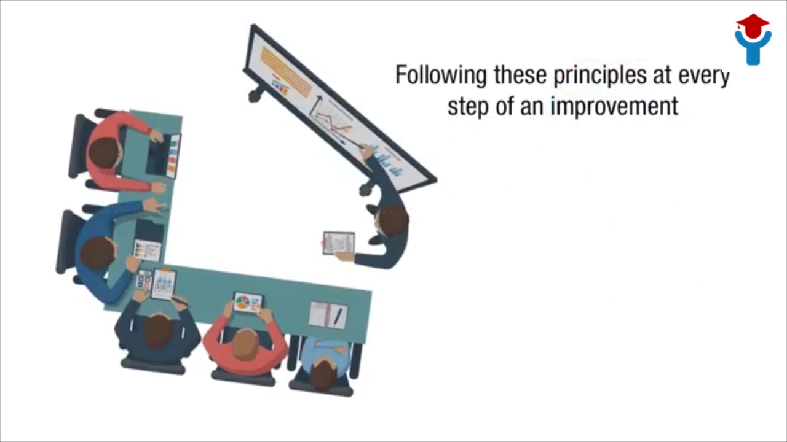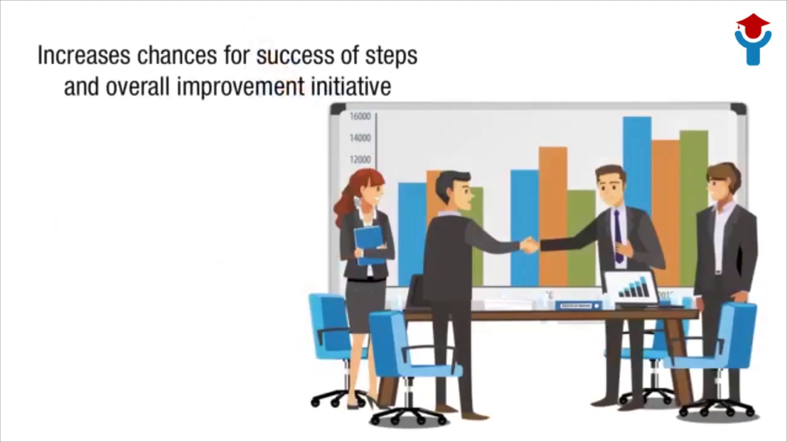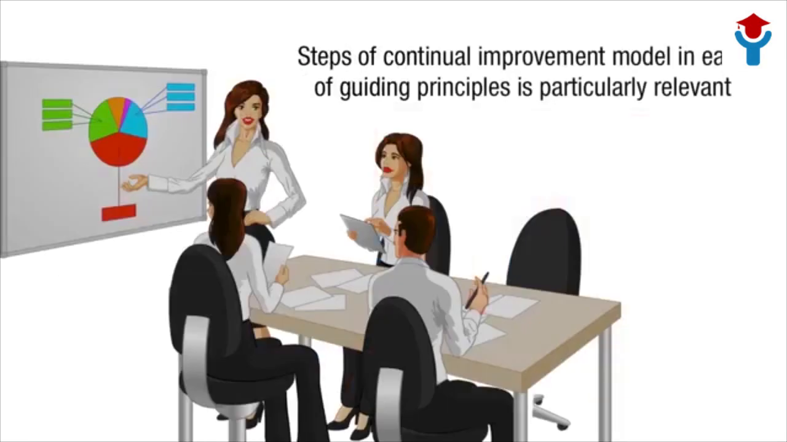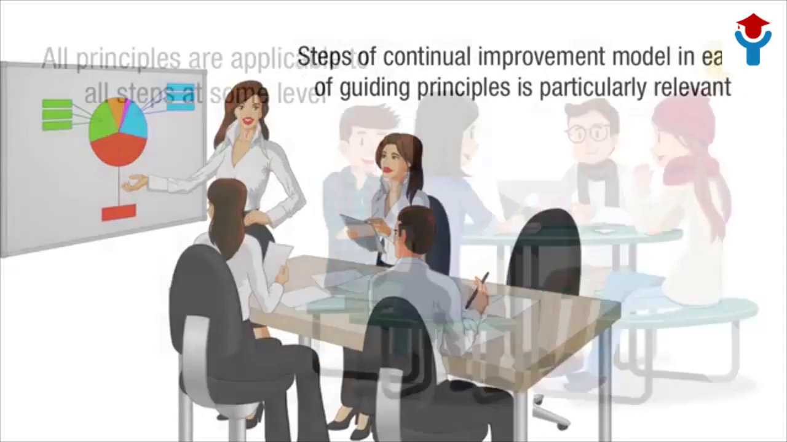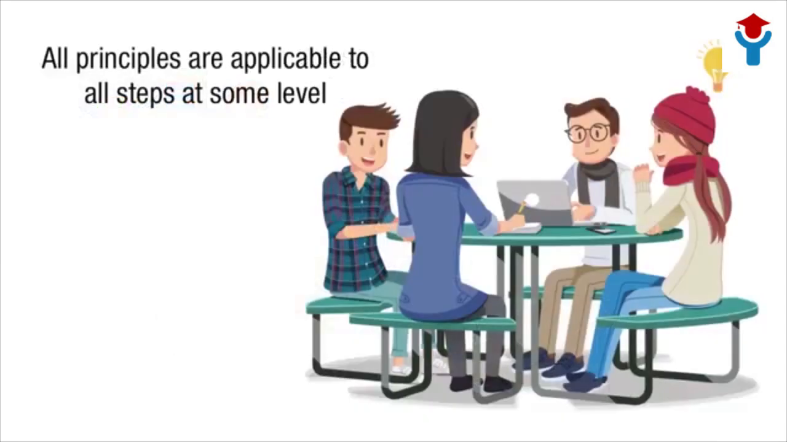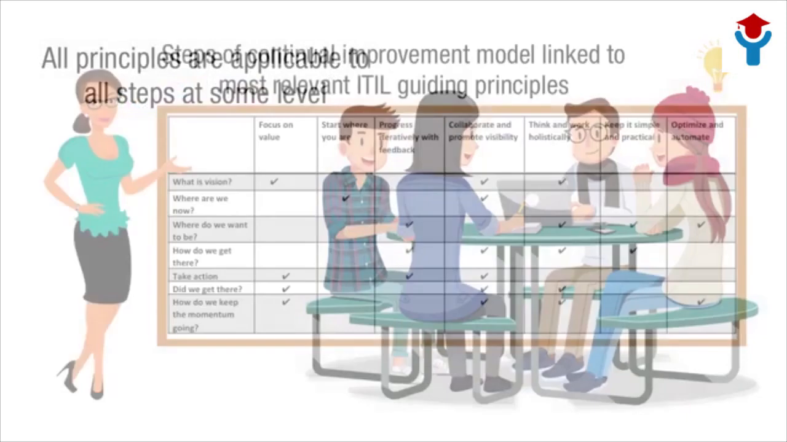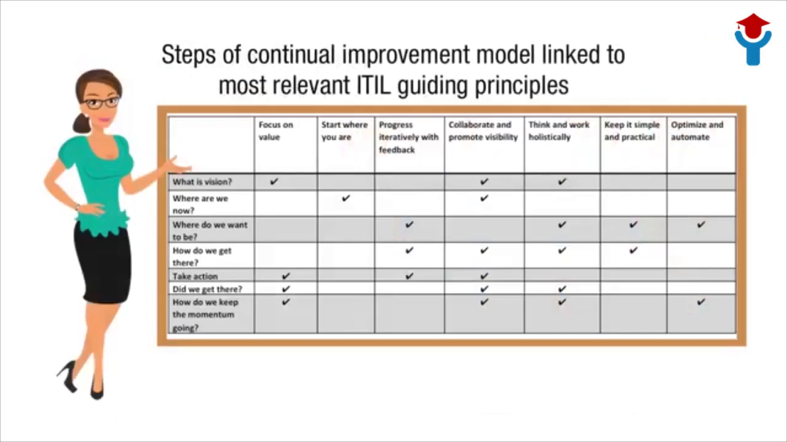Following these principles at every step of an improvement increases the chances for success of the steps and the overall improvement initiative. Table 4.2 outlines to which steps of the continual improvement model each of the guiding principles is particularly relevant, although all principles are applicable to all steps at some level. Table 4.2. The steps of the continual improvement model linked to the most relevant ITIL guiding principles.